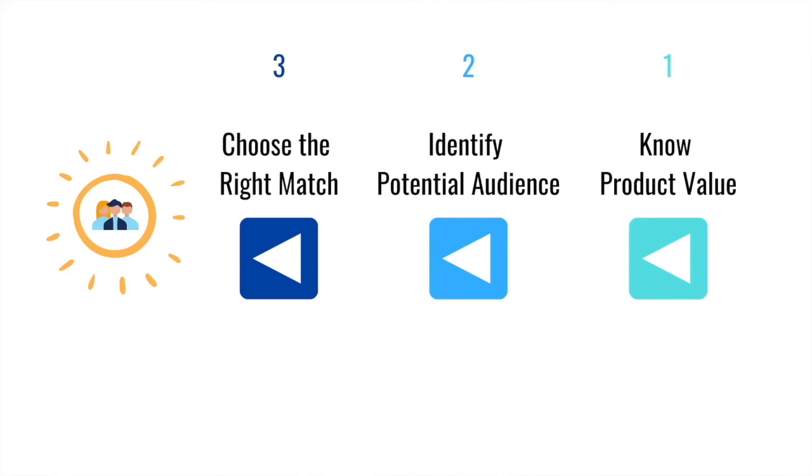Let's recap. The first thing that you need to know is your product's value. The second thing that you need to know is to identify the potential audience. The third thing that you need to do is to make a choice of one target audience that matches your product. Knowing your audience is a crucial step, especially in the beginning stages of your business. So I would highly recommend that you take time in solving this problem.